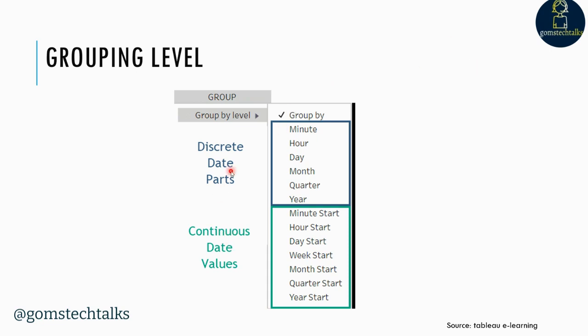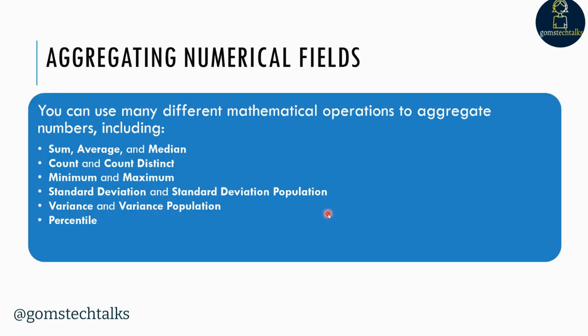So you can group based on the data. If you have a discrete date part, you can group it based on minute, hour, day, month, and quarter. If you have continuous date values, then you can group based on those. So this grouping depends on the data type which you are dealing with. If it is a date, you will be dealing with this set of options. If it is a string, it has a specific set. If it is a number, you will be grouping on different criteria. We will discuss that in detail.